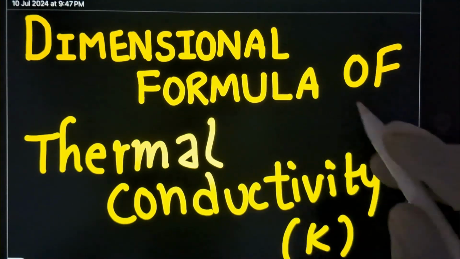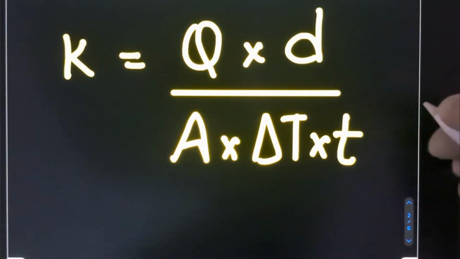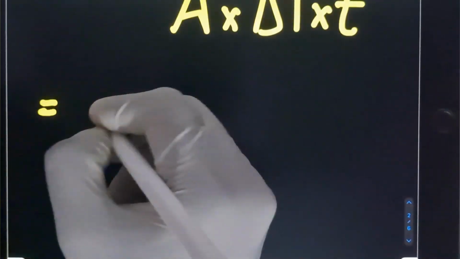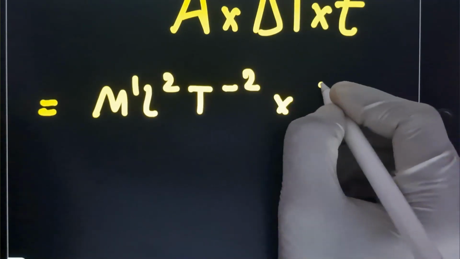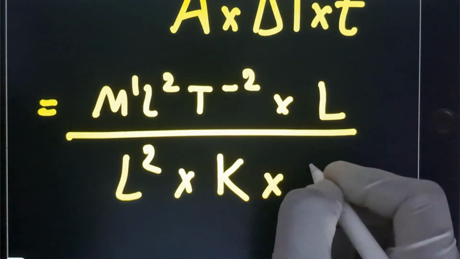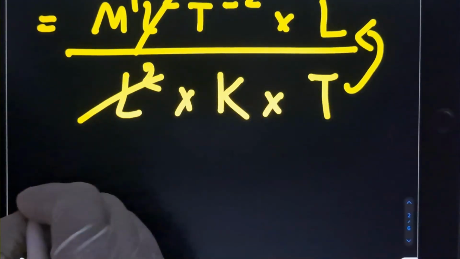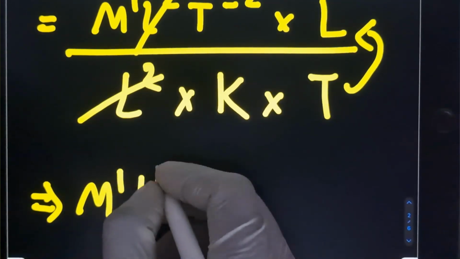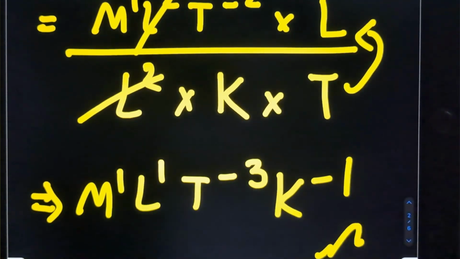To find the dimensional formula of thermal conductivity, it is denoted by the letter K. We know the formula: thermal conductivity is equal to heat energy into thickness by area into temperature into time. So heat energy Q into thickness d, area A, delta T is the temperature, and t is time. M^1 L^2 T^-2 is the heat energy, L^1 is the thickness, L^2 is the area, K^1 is the temperature, T^1 is time. On cancellation of length and reciprocations, we get M^1 L^1 T^-3 K^-1 as the thermal conductivity dimensional formula.